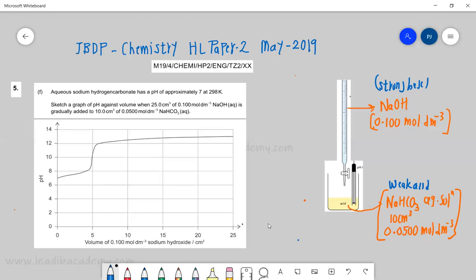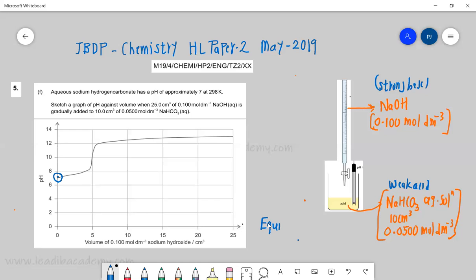Okay, so now we will start looking into this. It is given that the pH of sodium hydrogen carbonate is approximately 7. So initially, when no sodium hydroxide was added, the pH is just 7, almost neutral. Now understand very importantly that we have to show the equivalence point.